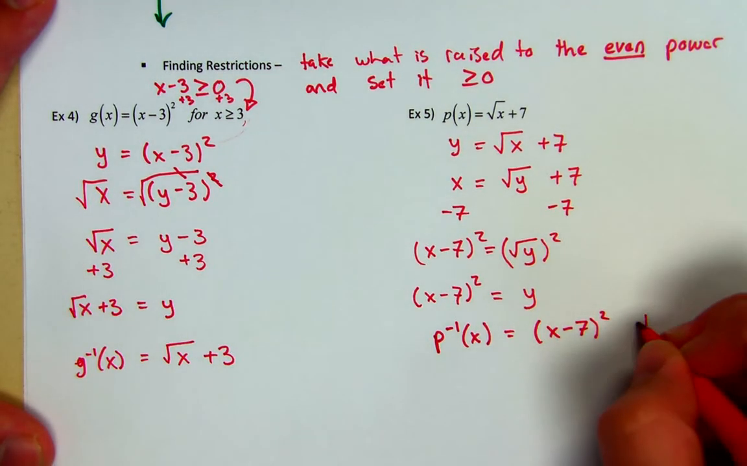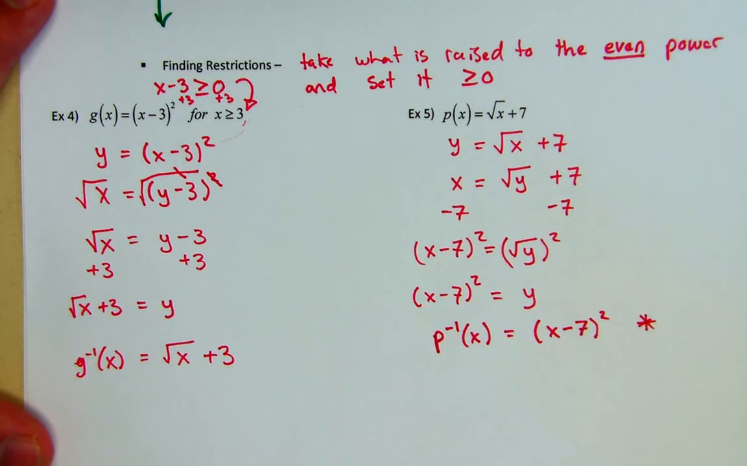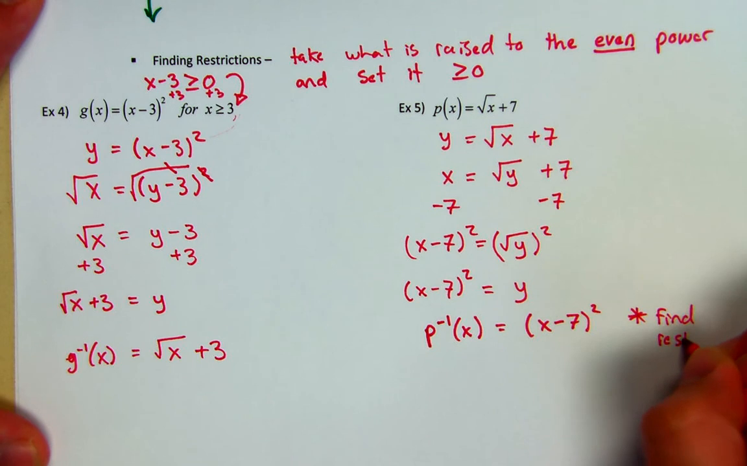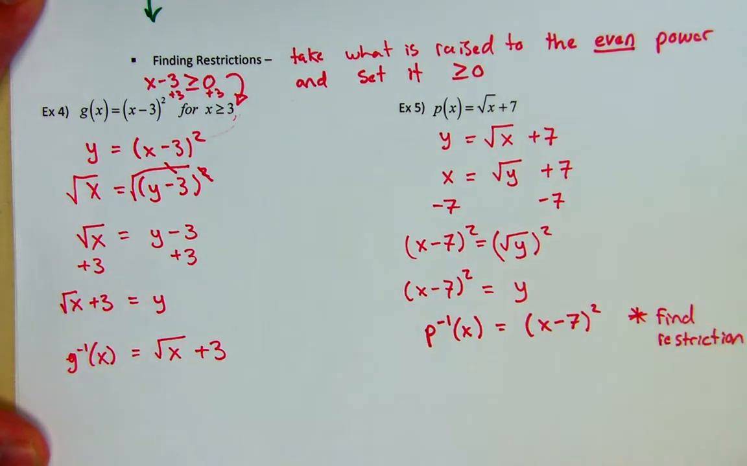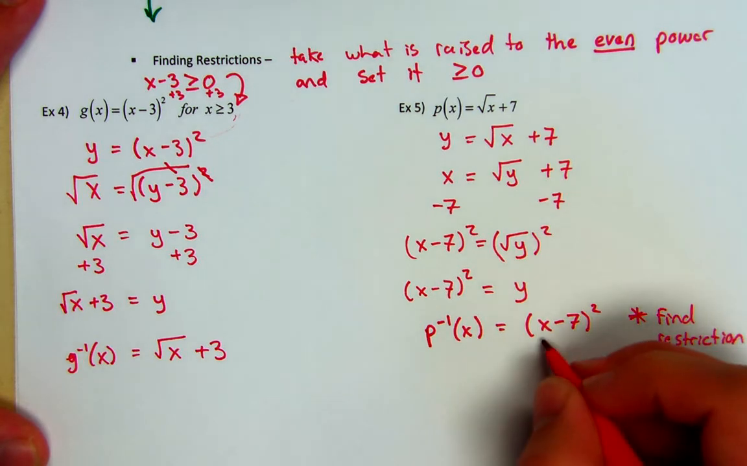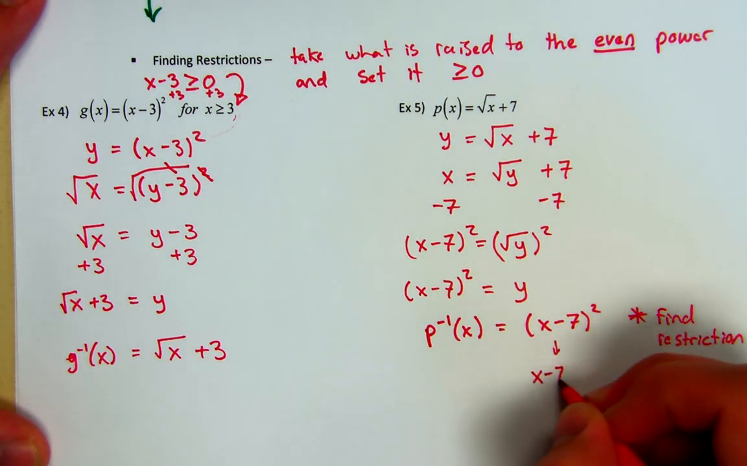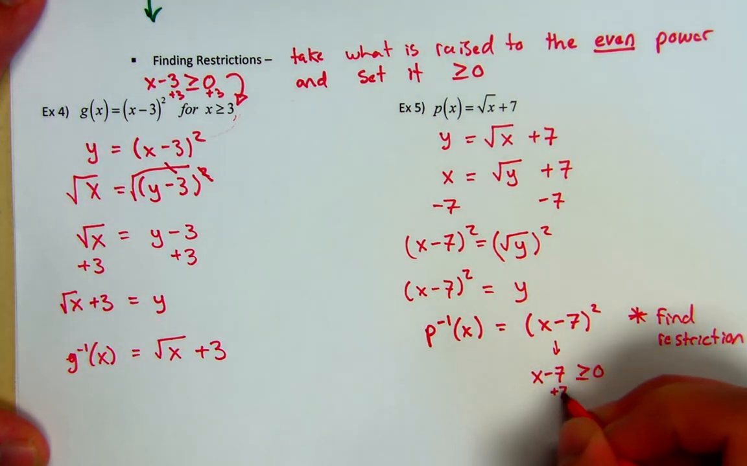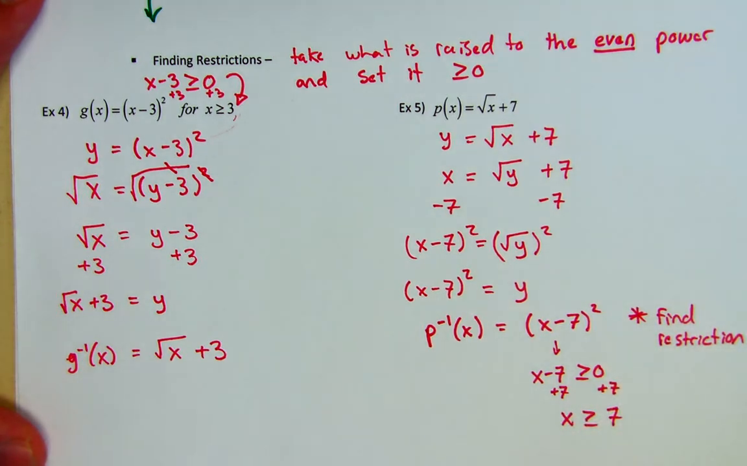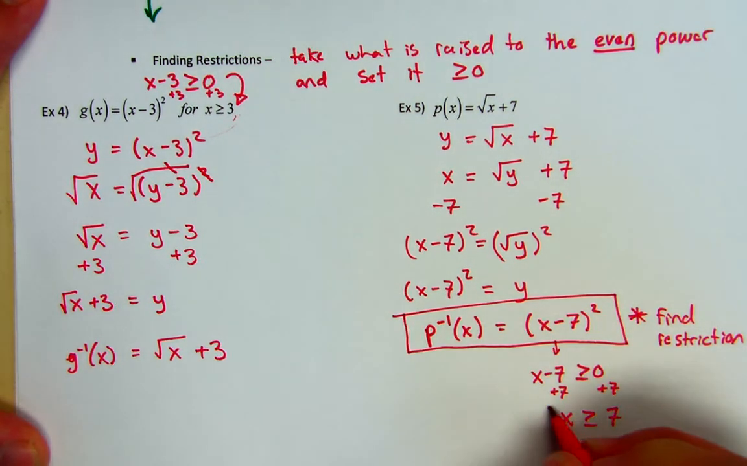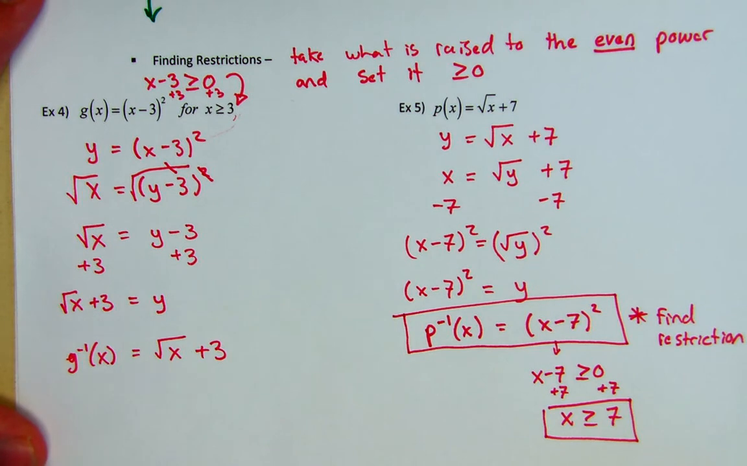Now this is where it's important. If you end with an even power, we need to find the restriction. So again, to find the restriction, we take whatever is raised to the even power and set it greater than or equal to 0. So x minus 7 is greater than or equal to 0. Therefore, by adding 7 to both sides, we get x greater than or equal to 7. And that is our restriction. We have our inverse function with the restriction that x is greater than or equal to 7.